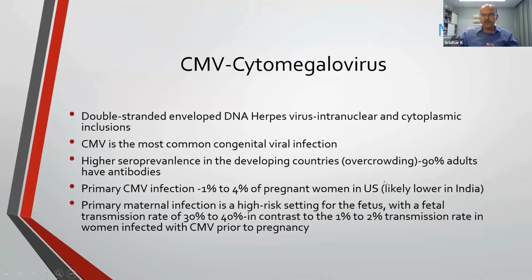their first infection in the US, but that infection rate probably is lower in India, maybe around the 1% mark. And if the mother has infection as a primary infection, it's a high risk setting for the fetus. The fetal transmission rate is 30 to 40%. If she gets it as a secondary infection, she has been exposed before, she has partial immunity, then there is a lower transmission rate.